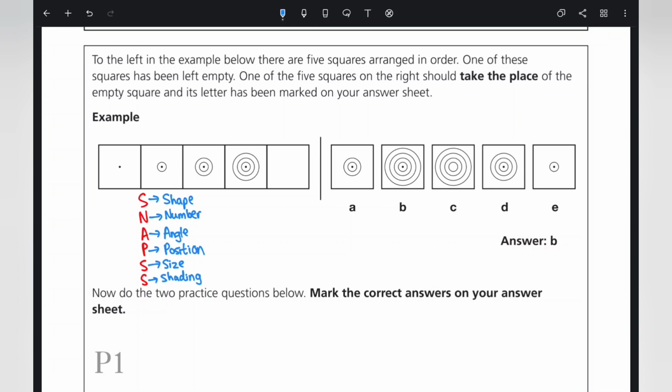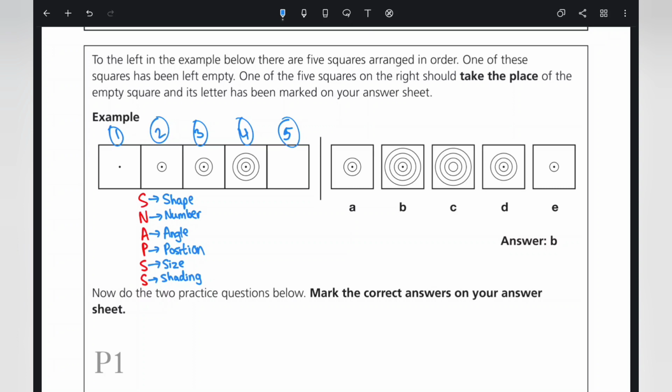So let's have a look at this example. To the left in the example below, there are 5 squares arranged in order. One of these squares has been left empty. One of the 5 squares on the right should take the place of the empty square, and its letter has been marked on your answer sheet. As you can see in the first image, image 1, 2, 3, 4, and obviously the last one would be 5.